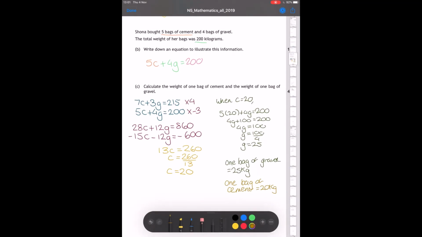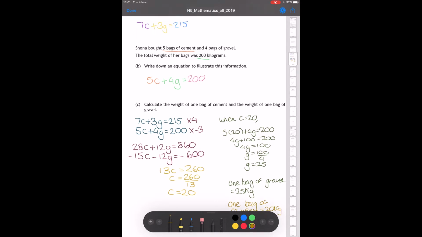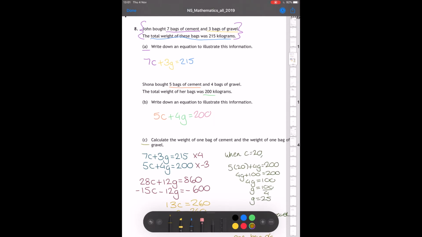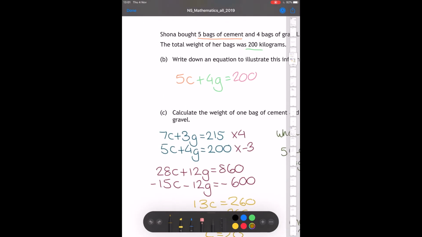So in part C, we're being asked to calculate the weight of 1 bag of cement and the weight of 1 bag of gravel. Now, so what do we do for this one? Well, because it's part C, it's the same question as this one. That would indicate that we need to use our previous answers. So you take the 2 equations, that's how I do it, write them, this is using the elimination method, write them one above the other, here and here. Then, what we need to do is, because we can't solve an equation with 2 unknowns, we need to get rid of one.